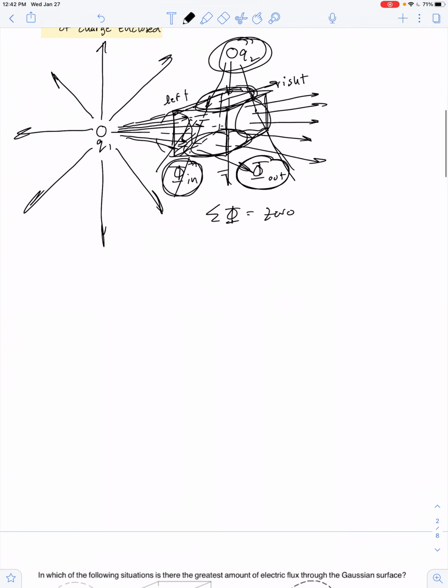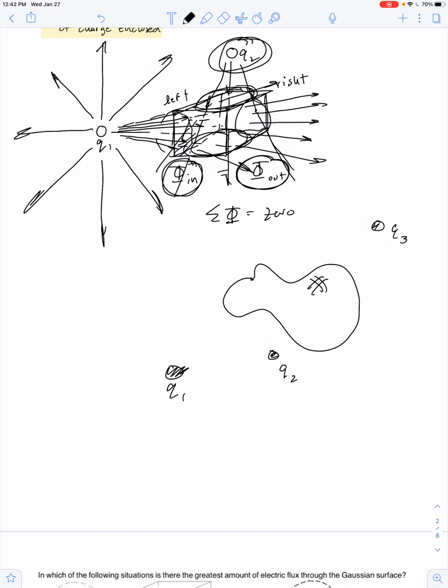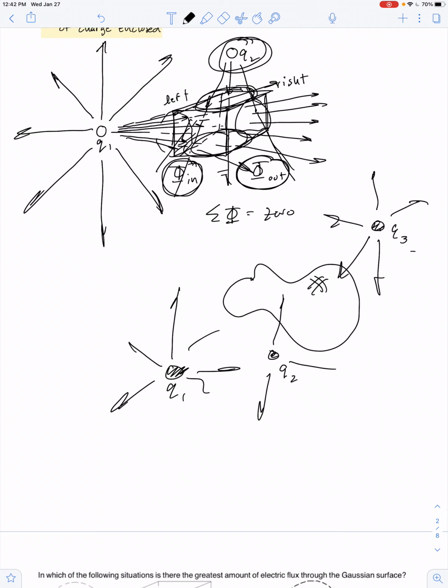And it doesn't matter what the shape is. It doesn't have to be a cube. We can imagine some odd shape like this, and several charges, Q1, Q2, Q3. We can picture all the electric field lines. And no matter how much detail you put into the picture, you're going to find that the total amount of inward flux and the total amount of outward flux are going to cancel each other out as long as the charges reside outside of the surface.